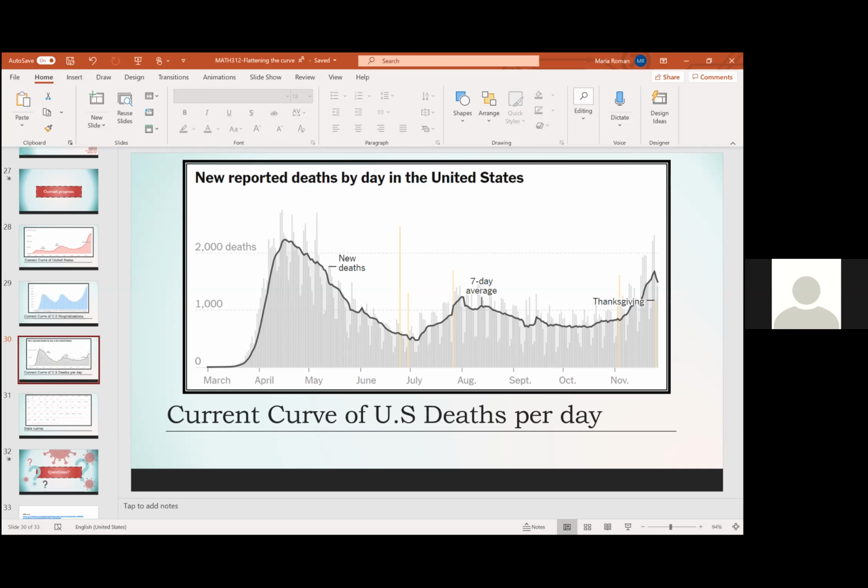One of the things that can be attributed to the decrease in the peaks for the curve of deaths is that the healthcare system has gotten a little more effective in treating COVID, since they now have more information and more research done on potential treatments.